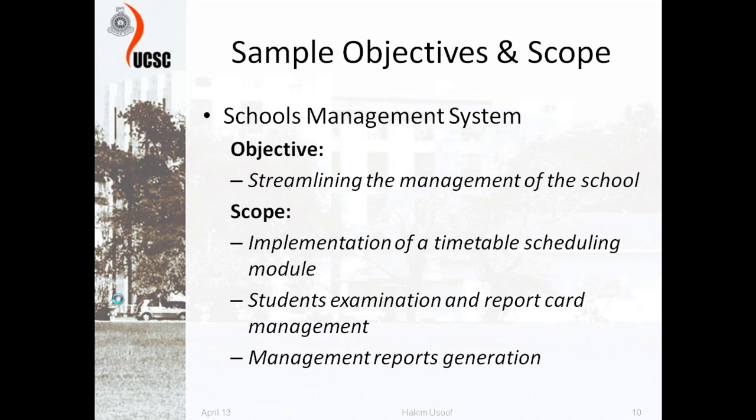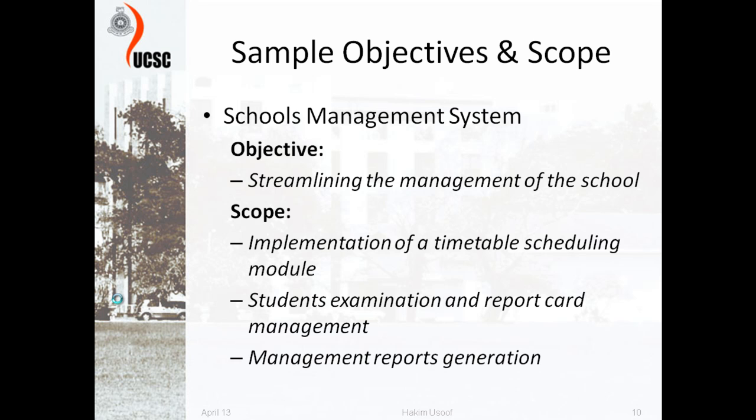So this is something I just cooked up, not taken from anywhere. The school management system, as an example. What is the objective? Streamlining the management of the school. That is an objective. What is your project going to achieve? Streamlining the management of the school. What is the scope? Implementation of the timetable scheduling module, student examination, report card generation, and some management reports. Right? That is the scope.